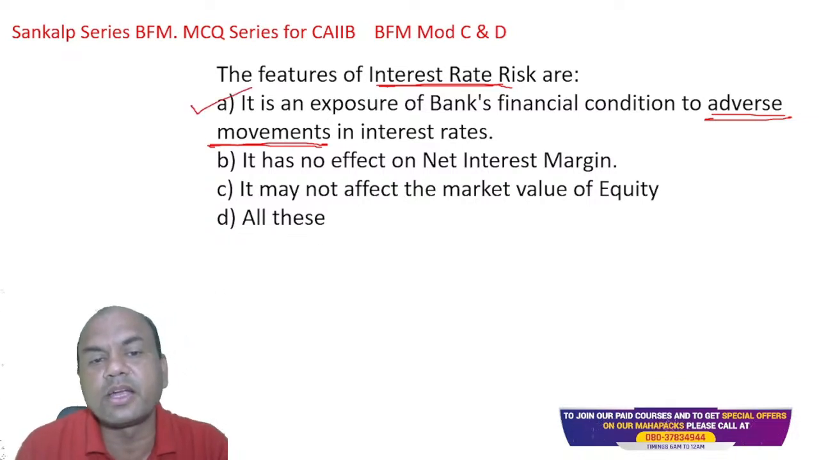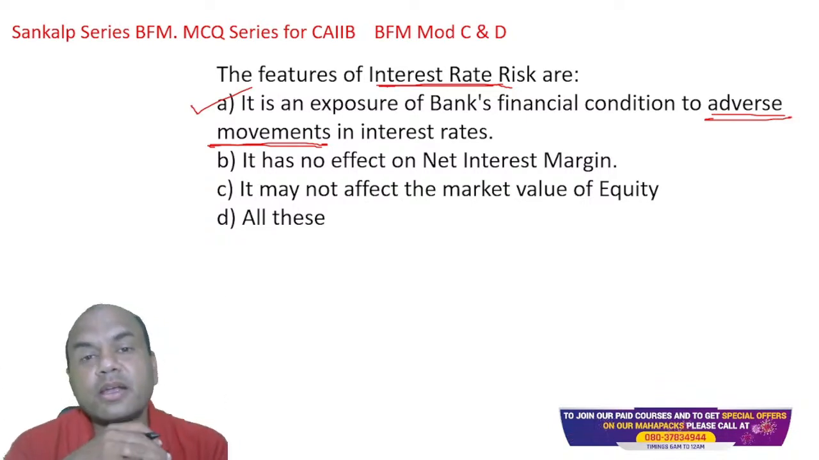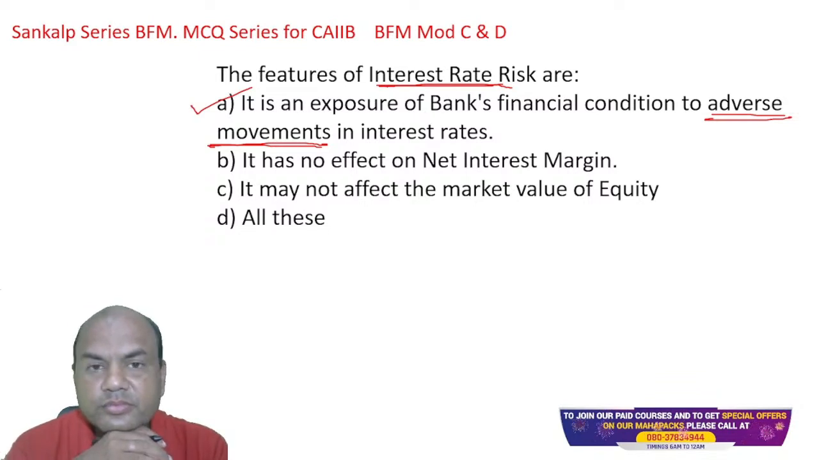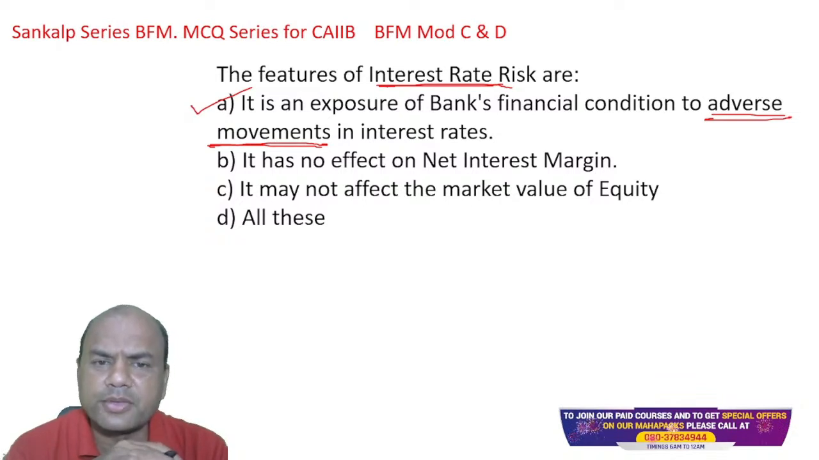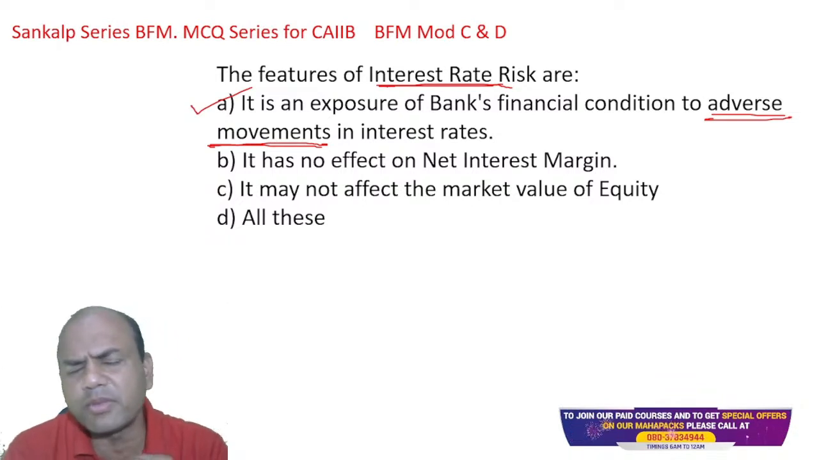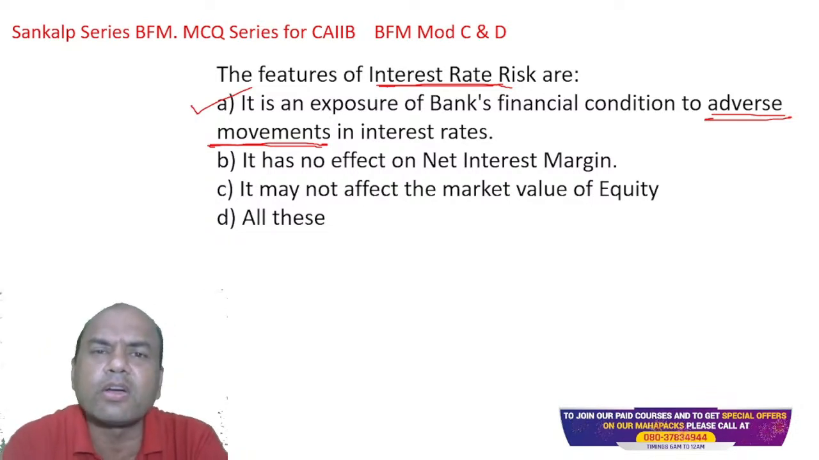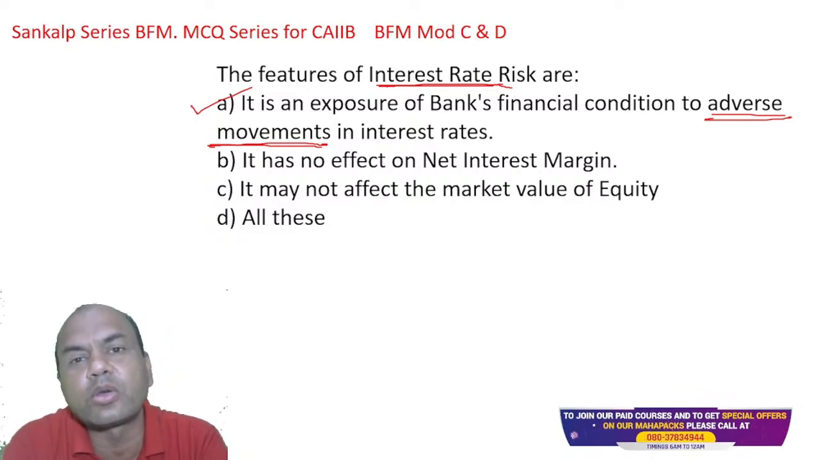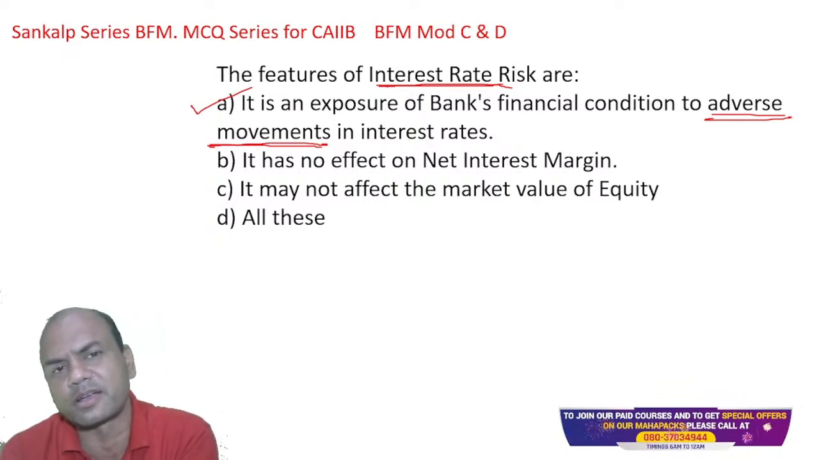What about the other one? Second one you give me. It has no effect on net interest margin. It has no effect on NIM, net interest margin. I know many of you have typed this answer D now. I am seeing D answer, all of these. But remember, we generally have the tendency of marking all of these, none of these, either A or B. We have the tendency of marking them as an answer, but it's not always correct.